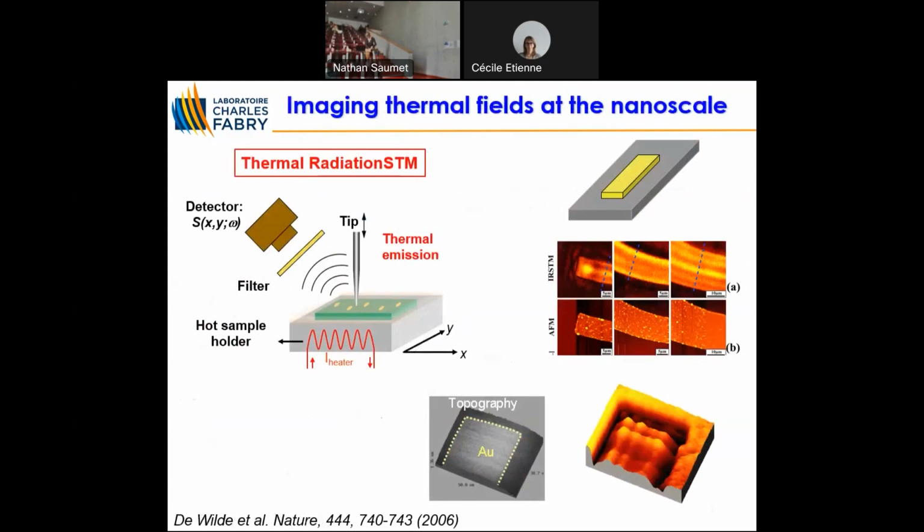Okay, this has been measured. So it's been predicted theoretically. The measurements were done by Yannick de Wilde at ESPCI. The lab is now called Institut Langevin. To make the measurement, he's using a tip.